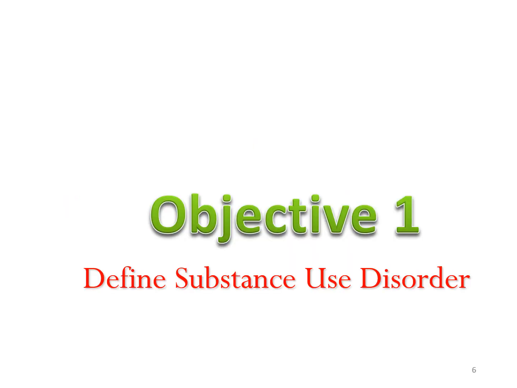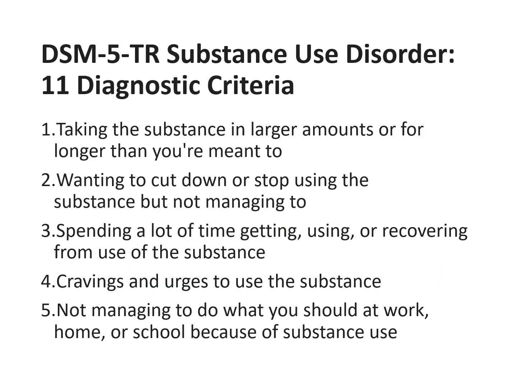Objective 1, define substance use disorder. These are the DSM-5-TR substance use criteria, the 11 diagnostic criteria. Depending on how many of these criteria the patient meets, that's where you'll say they're mild, moderate, or severe. Number 1, taking the substance in larger amounts or for longer than you meant to. This is the classic where you go out to a bar, you say to yourself you're only going to drink 2 beers, and you end up drinking 6 or 7 beers and having a blackout.